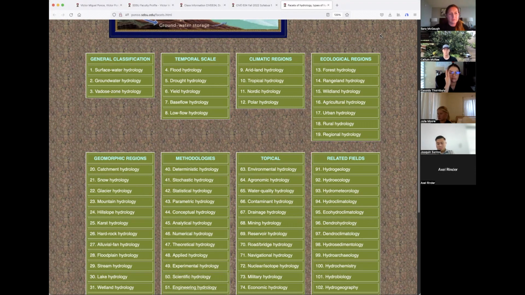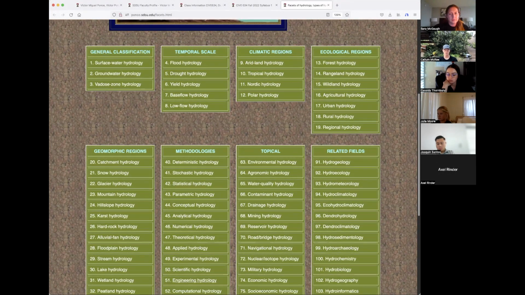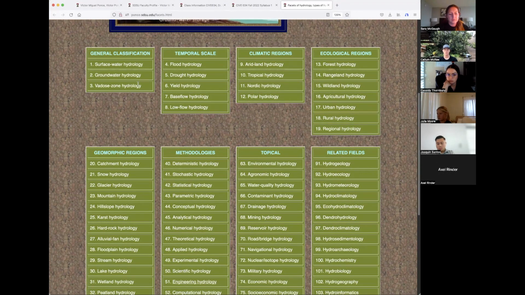So I'm not going to get into that at this point, because that's beyond the subject at this point. But what I'm saying is that we have in here 108 types of hydrology. And when you become an expert 20 years down the road, you probably would know maybe 10 or 20 at the most. General classification: surface water, groundwater, vadose zone.